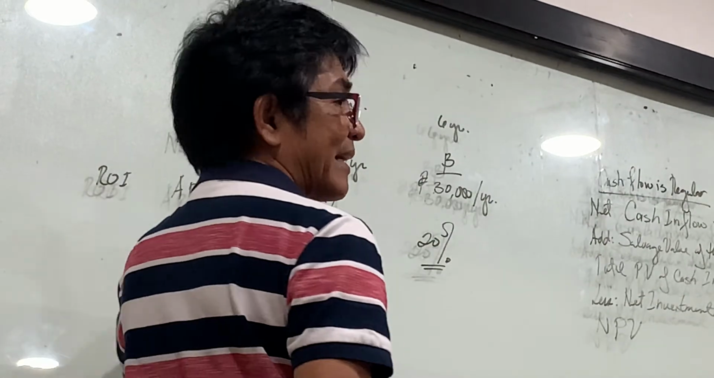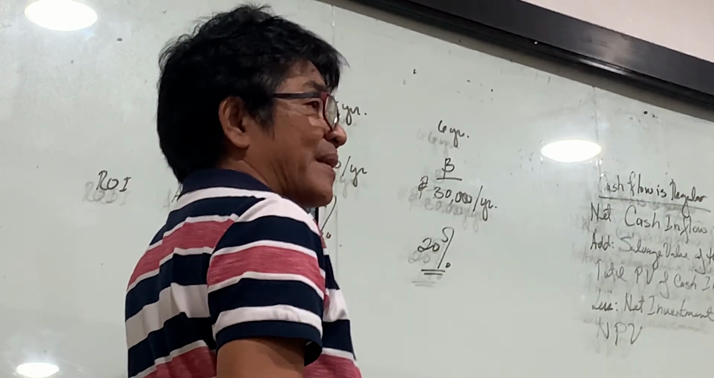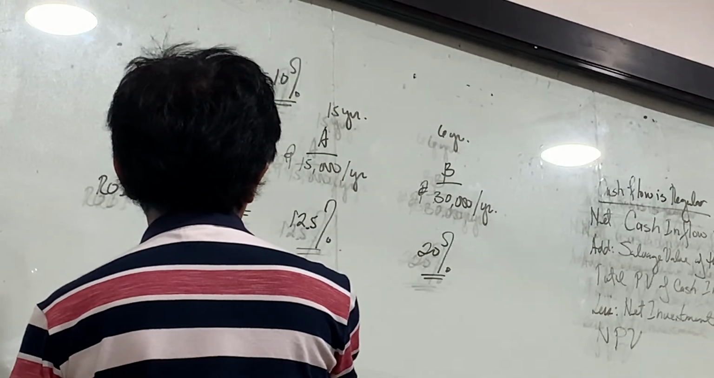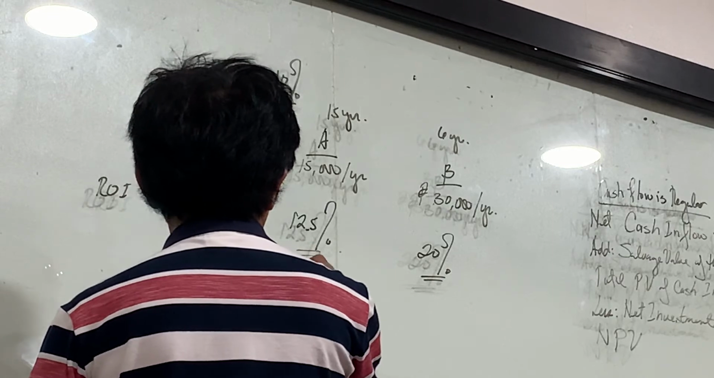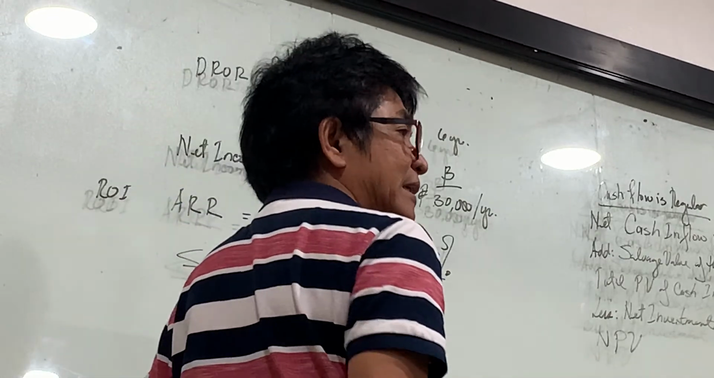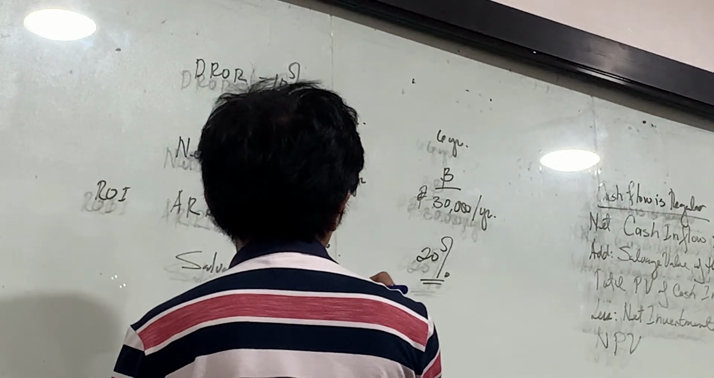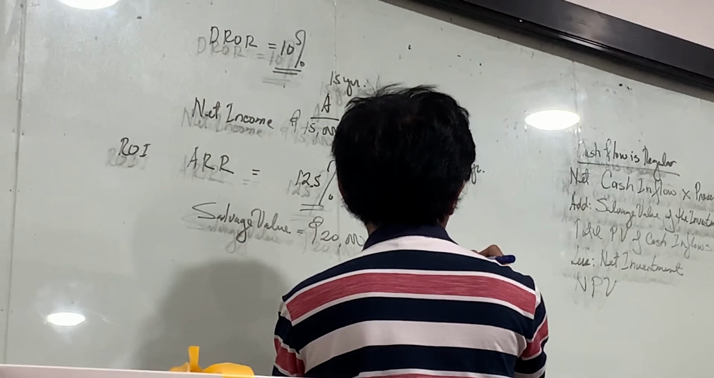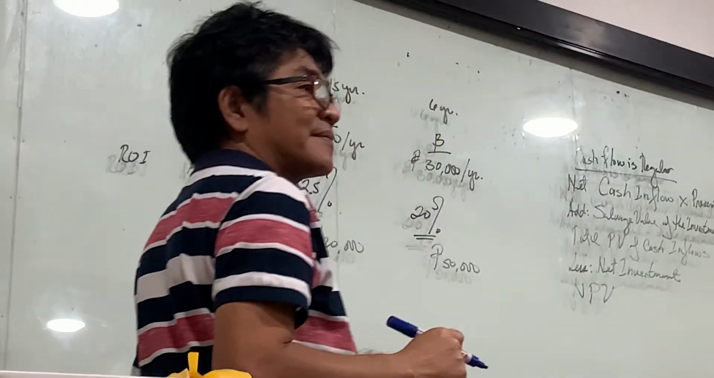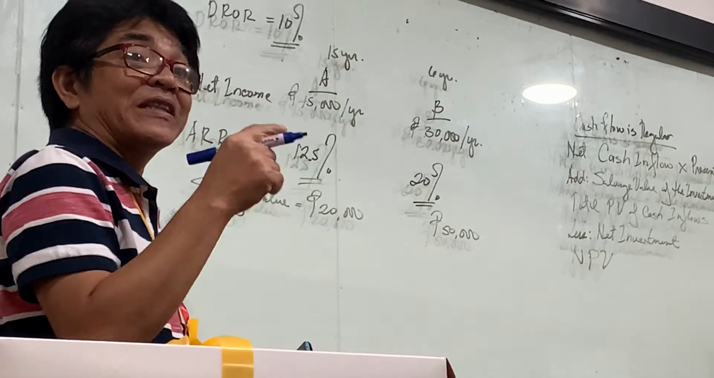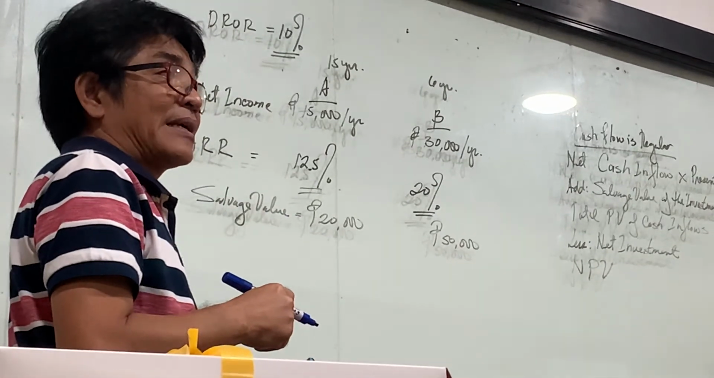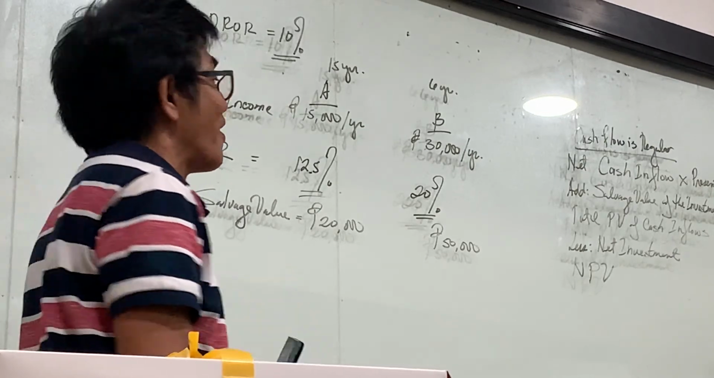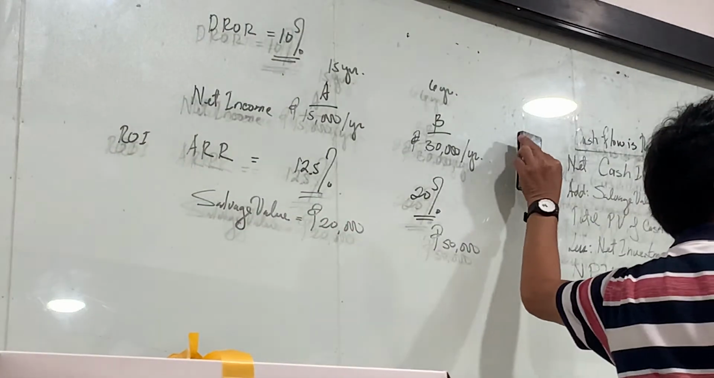And project A has a salvage value. Salvage value for project A is 20,000 and for project B is 50,000. At the end of its terminal life. Naintindihan? Okay.